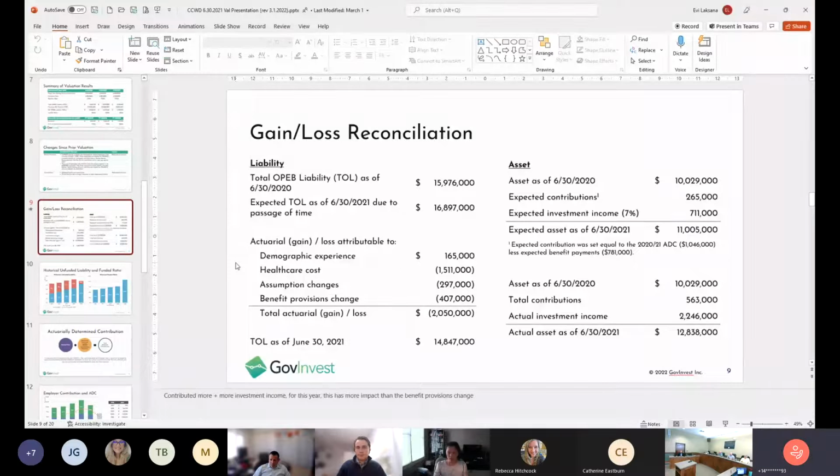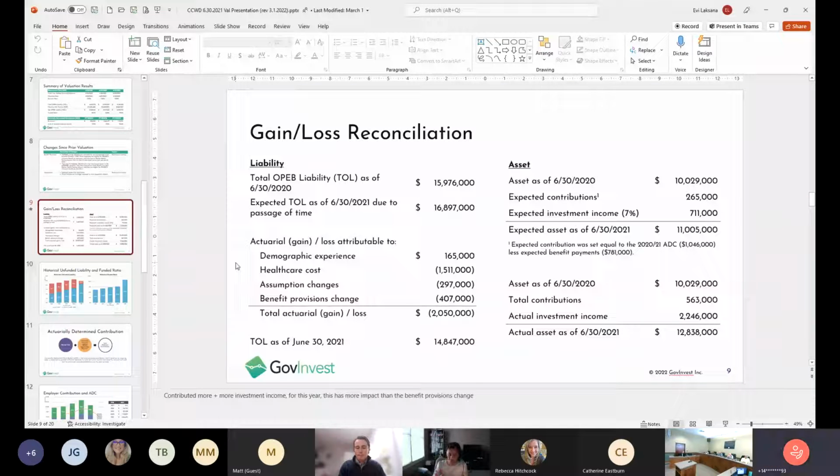And then assumption changes, I mentioned the healthcare trend rates and removal of the assumption that active employees elect dependent coverage at retirement. Those created a little bit of reduction in liability. And then the benefit provision change. So the rescission of the CalPERS vesting schedule created a reduction in liability of about $400,000.